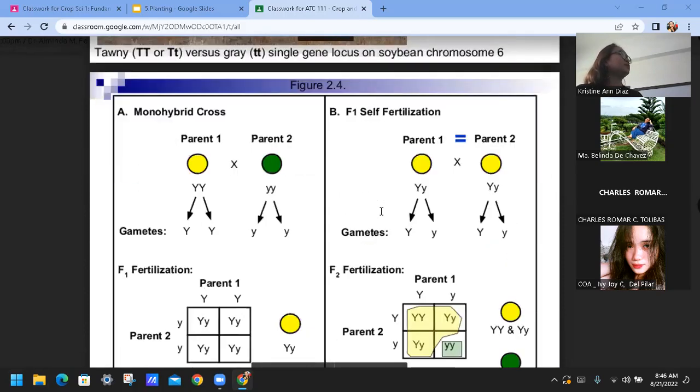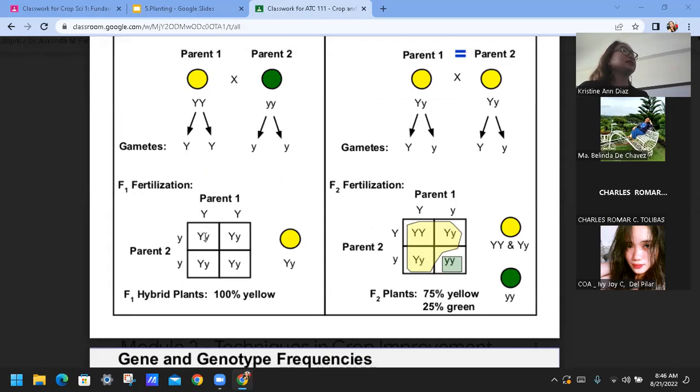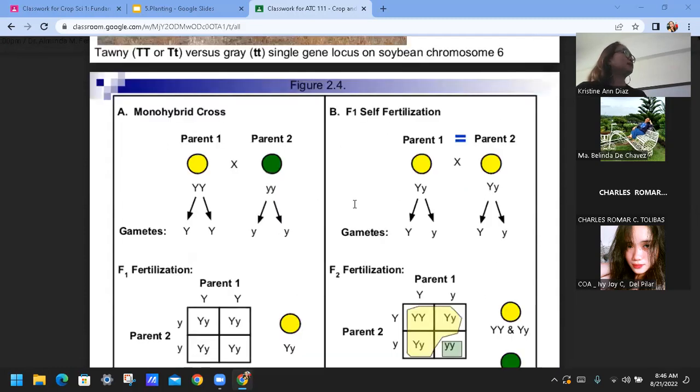Now, if you mix the first filial generation, or self-fertilization, the product from earlier is dominant and recessive, big Y and small y. Then you cross the offspring, big Y and small y. They are mixed now, heterozygous. Earlier we had homozygous dominant and homozygous recessive, but here they are heterozygous: dominant Y and recessive y, or dominant yellow and recessive green.